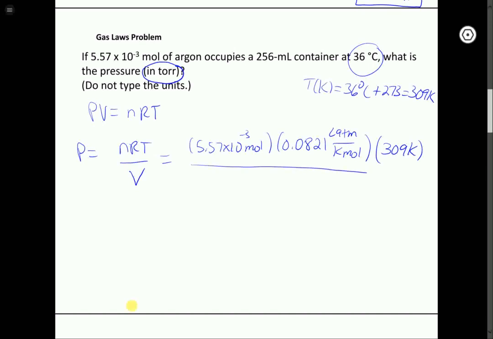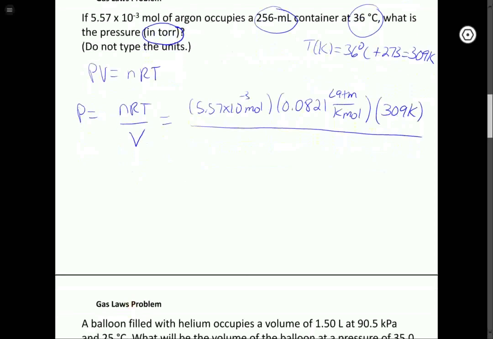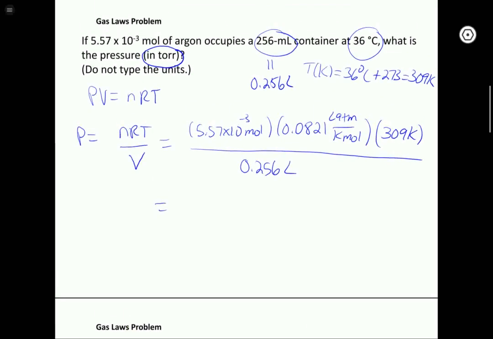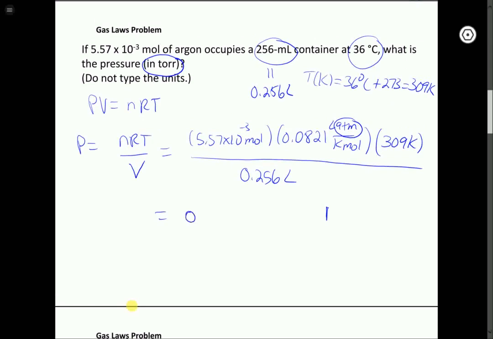And then finally our volume needs to be in liters. So we have 256 milliliter container, so that's going to be equal to 0.256 liters. We just divide by 1,000. So when we calculate this out, we get a pressure, but our pressure is going to be in atmospheres because that's the value of the universal gas constant that we use. So we multiply this out. We get 0.552 atmosphere.